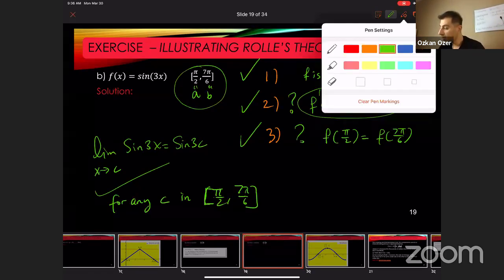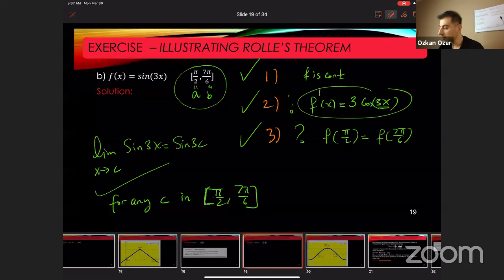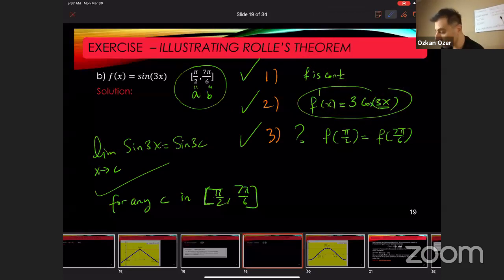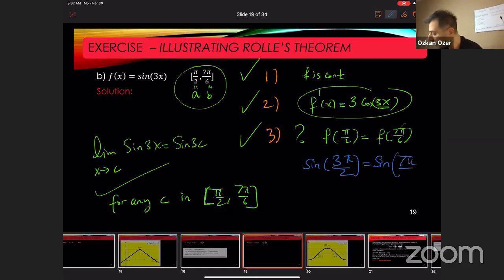Okay. All right. How about the last condition? You should use your calculator, right? Go ahead and find f of pi over 2. F of pi over 2 is sine 3 pi over 2, and f of 7 pi over 6 is sine 3 times 7 pi over 6, right? So that is sine 7 pi over 2. Okay.